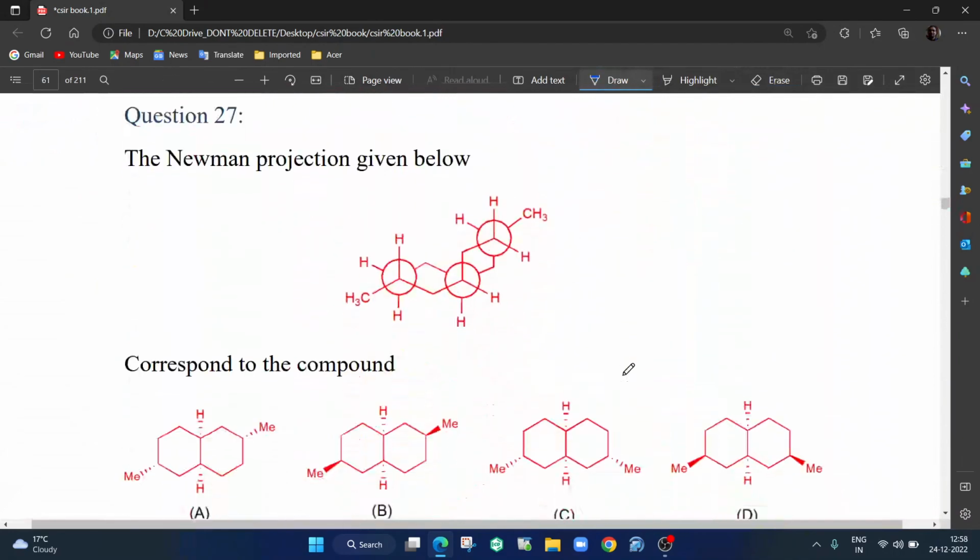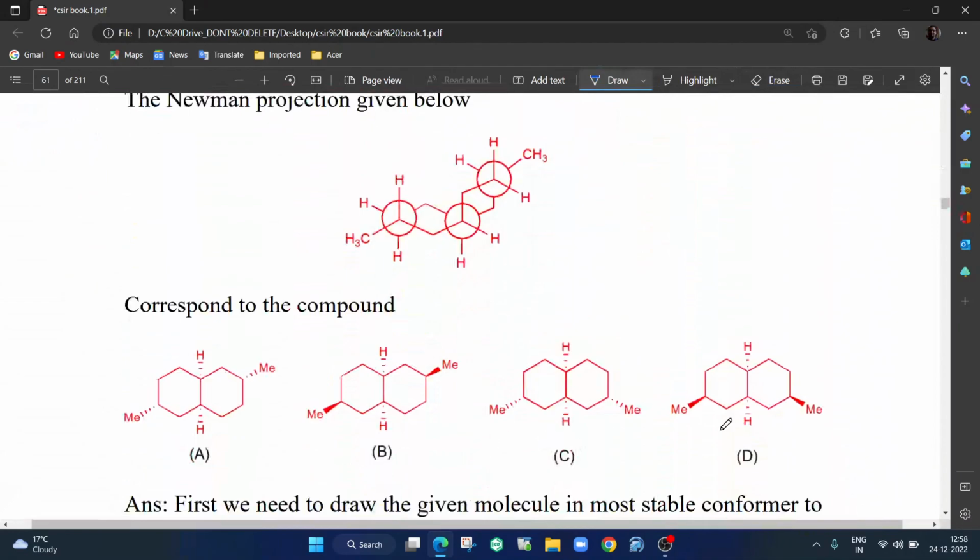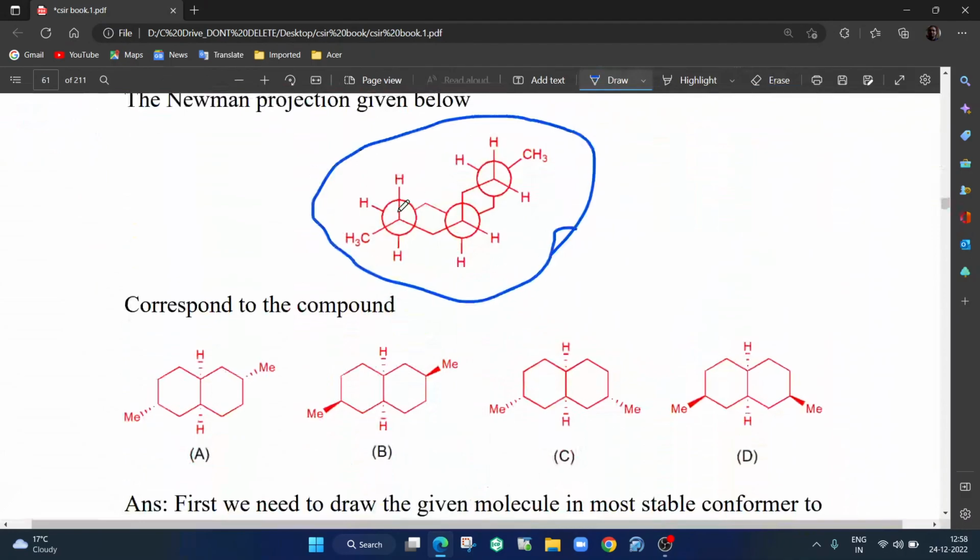Question number 27. Now, this was a tough question, it took me a pretty long time to do it. The Newman projection given here corresponds to compound A, B, C or D. So, first what we have to do is draw the stable conformation. This is two cyclohexanes attached to each other, a decalin system, and we do not know if it is trans-decalin or cis-decalin, that is what we have to find out.